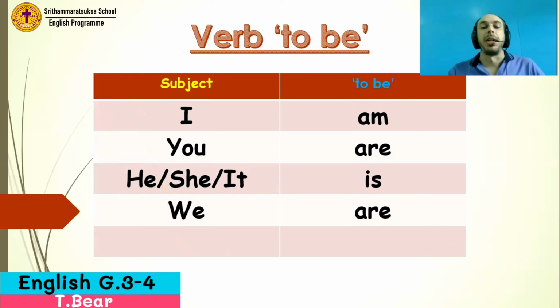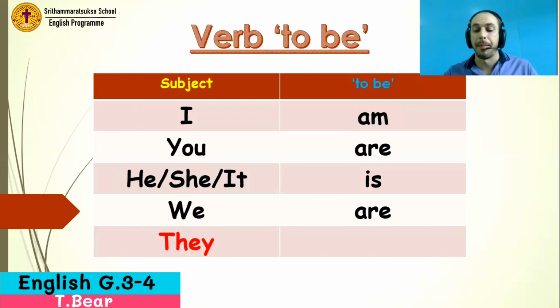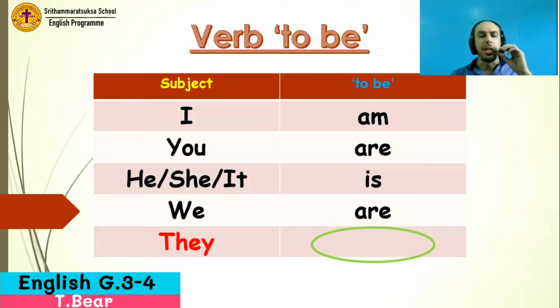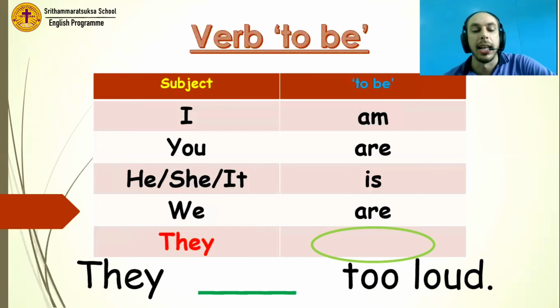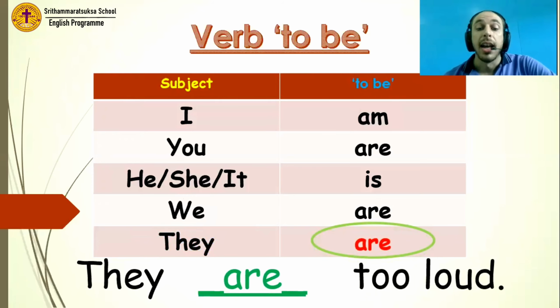Okay, the last one is they. This is when we're talking about more than one person that's not with us. Okay, they, them. What does to be change to with they? Like in they, too loud. If you said are again, you are correct. They are too loud. So here we can see you, we, and they, the verb to be changes to are.